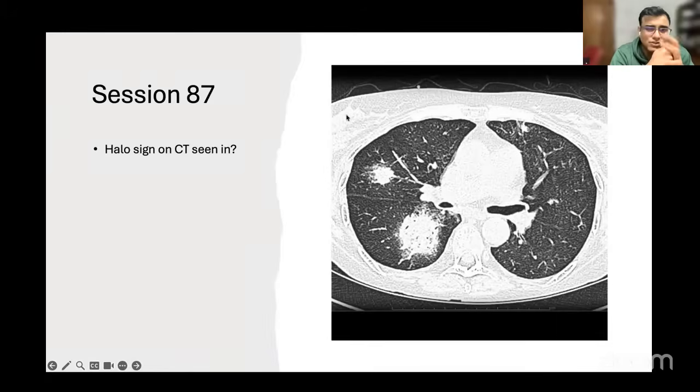Right. So the reverse halo sign can be seen in TB, can be seen in aspergillosis, right? Cryptogenic organizing pneumonia can also show that.